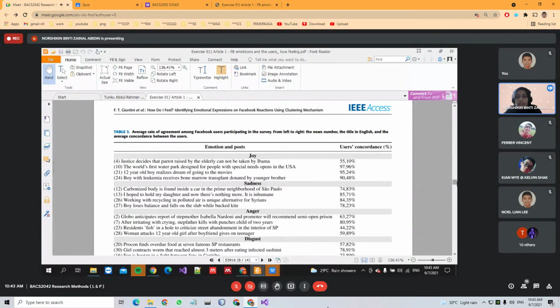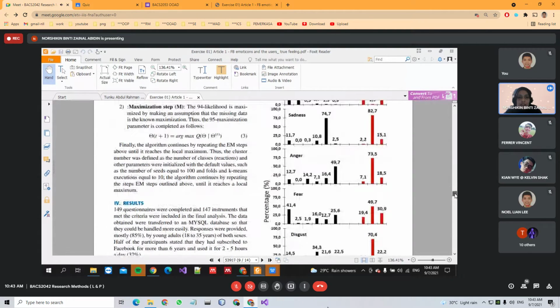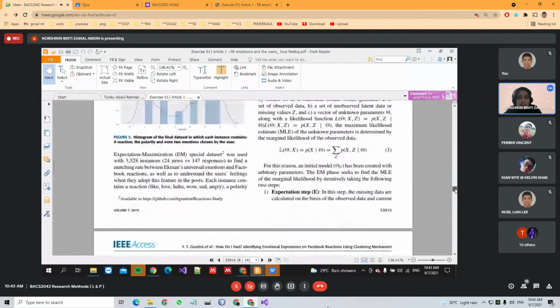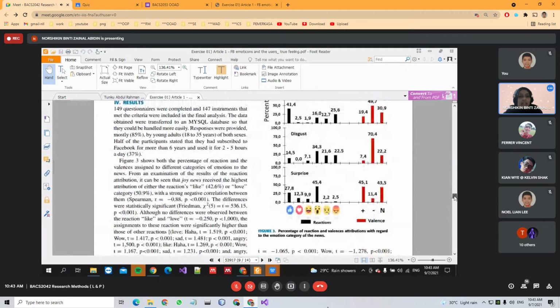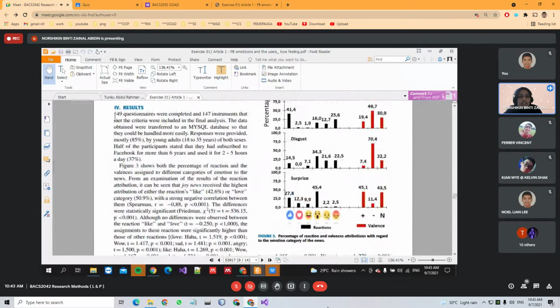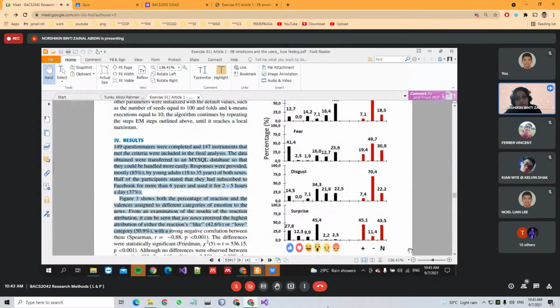And then this is the output of their research. This is still the output of their research. I mean, they analyze the data of their research, and then the result. The result is like the result from your data. That means you already analyze your data, then you will come out with something like this.